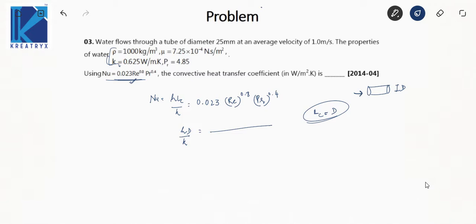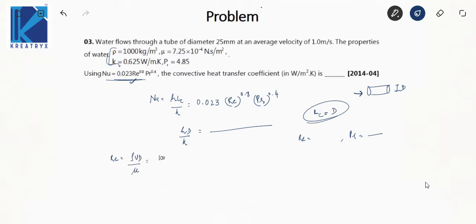I'm putting the values, or you can directly put the values, or you can first calculate Reynolds number or Prandtl number, whatever is your choice. So let's calculate Reynolds number first. Reynolds number is rho v d by mu.